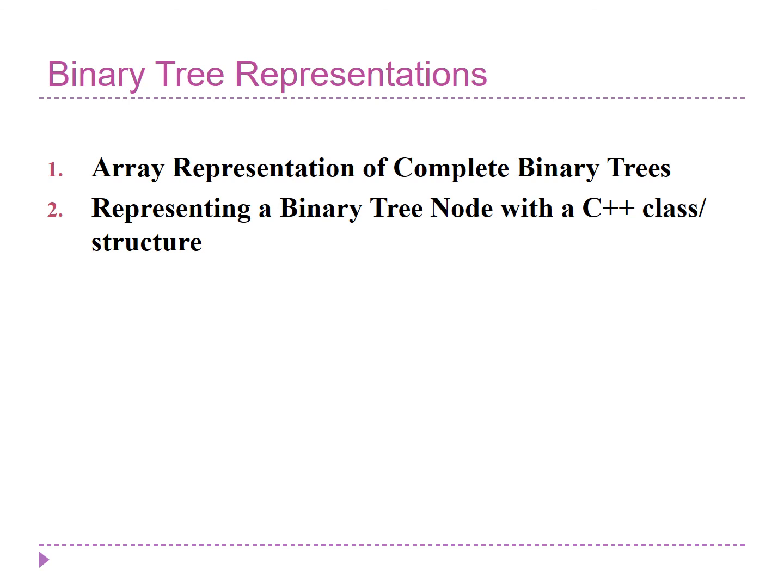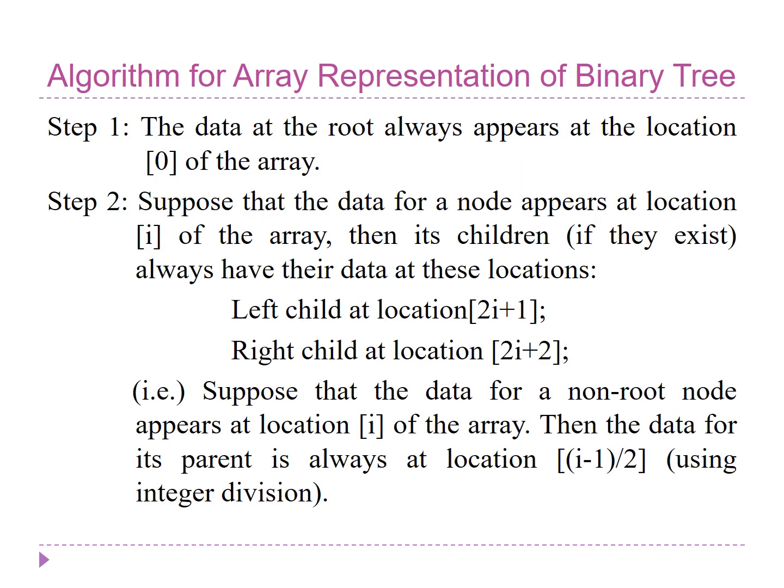There are two representations of a binary tree. A binary tree can be represented as an array. Usually, complete binary trees are represented using arrays, otherwise the array would be sparse. The binary tree node can be represented as a C++ class or a structure. How could a nonlinear data structure like a binary tree be represented in an array?